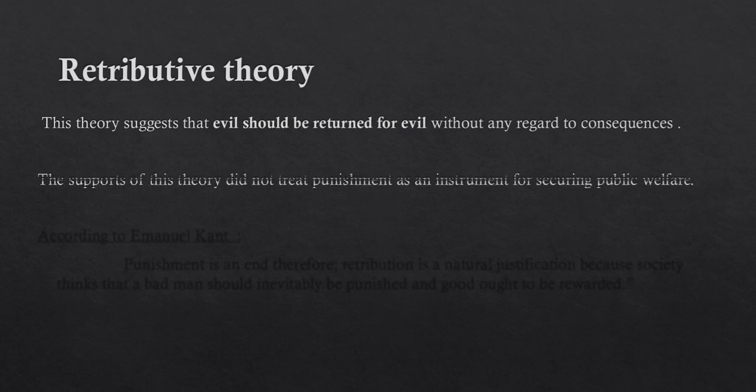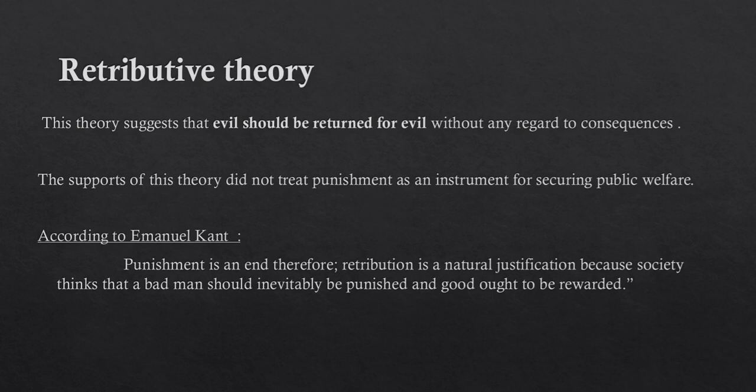Now moving first to the retributive theory. Retributive theory suggests that evil should be returned for evil without any regard to consequences. This theory did not treat punishment as an instrument for securing public welfare. Whatever evil has been done by the offender will be returned to him the way he delivered it to society. According to Immanuel Kant, punishment is an end, and retribution is a natural justification because society thinks that a bad man should inevitably be punished and good men ought to be rewarded, so that the good remains in society.